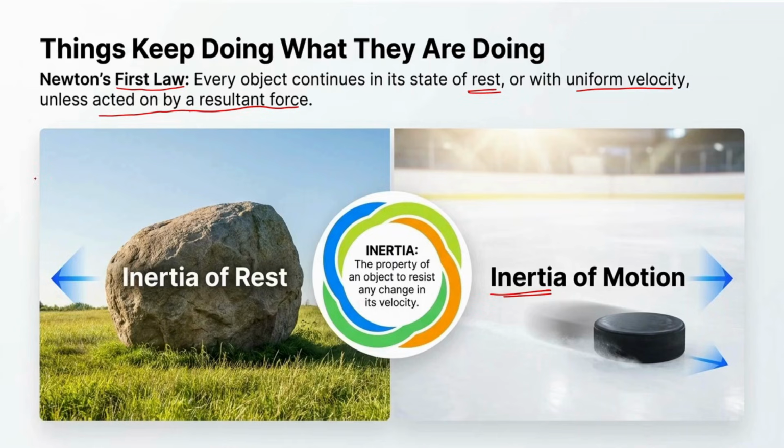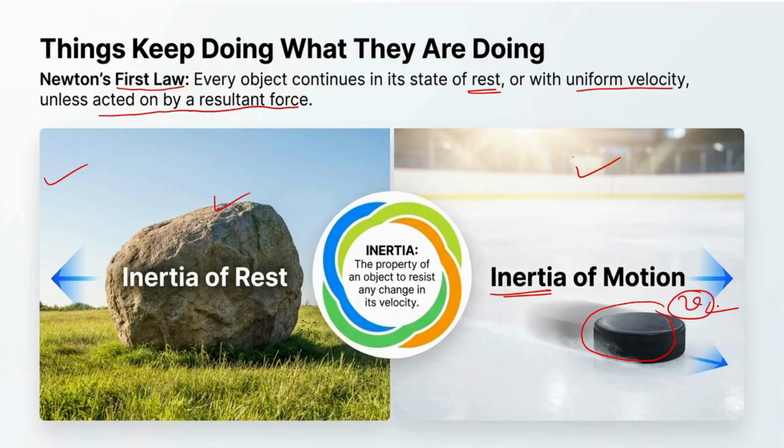Here I show you two pictures. The first case shows inertia of rest: you can see the big rock is stationary unless a resultant force acts on it. In the second case, the striker is moving with some velocity, and it keeps the same velocity unless a resultant force acts on it.